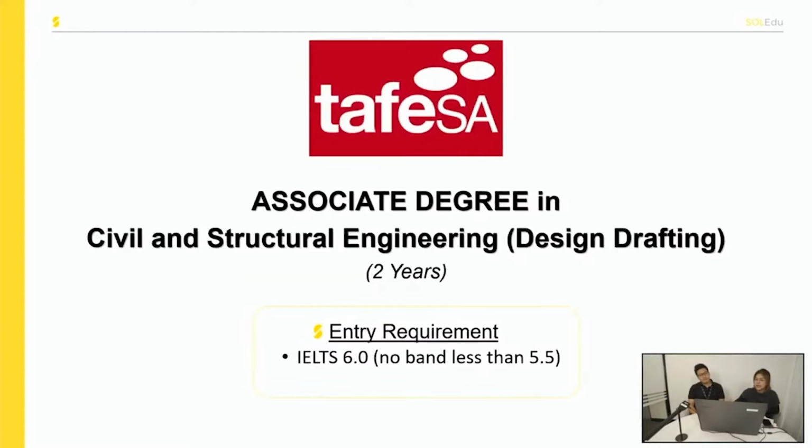The next one is TAFE in South Australia, basically Adelaide and that area. This will have some more difficult points than the others that I mentioned before, because the IELTS requirement is about 6, no band less than 5.5. But it's not that hard, guys. It'll be easy. We can help you plan your study. And the course is called Associate Degree in Civil and Structural Engineering. And you will learn about designing and drafting. So this course also takes 2 years.